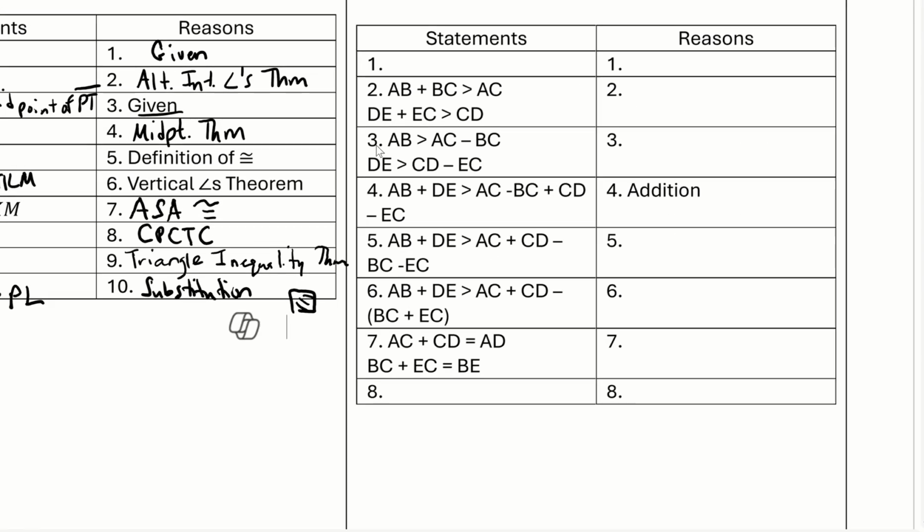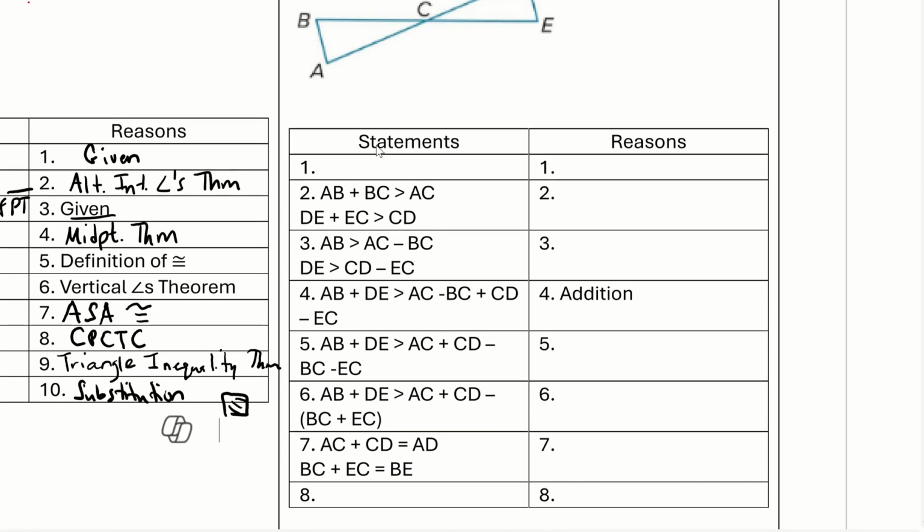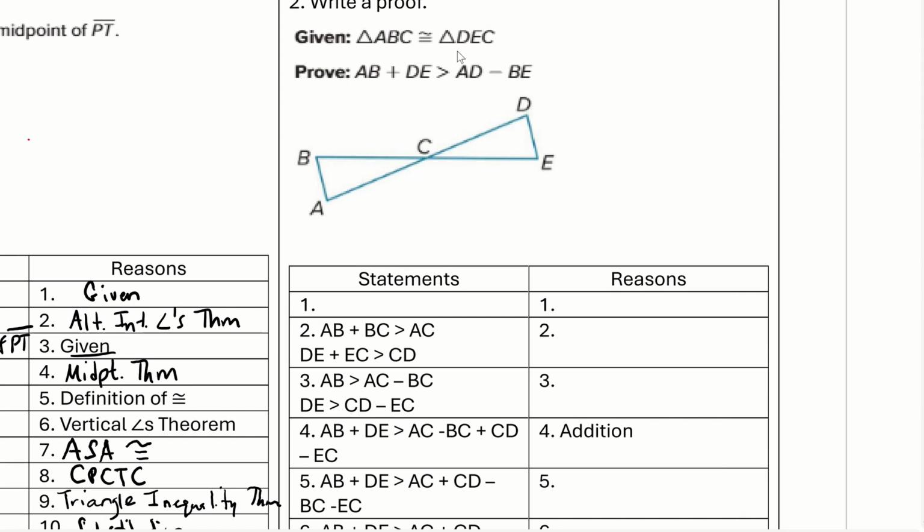All right, so let's look at the last one. So write another proof. Remember, the given is usually going to be the first part of the proof. The number 1 is usually what's given. We don't have any other givens in the statement, so we have to go with that. So we're given that the two triangles are congruent. That was given to us.